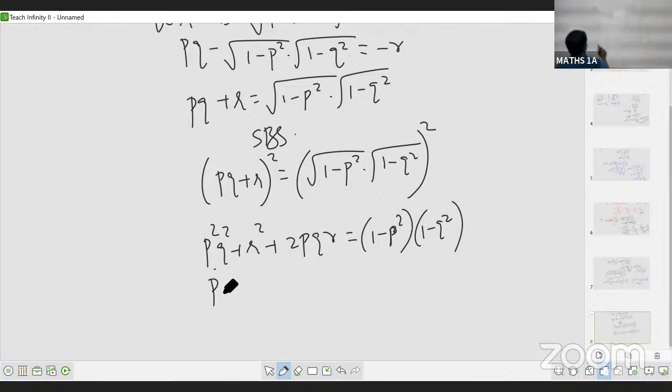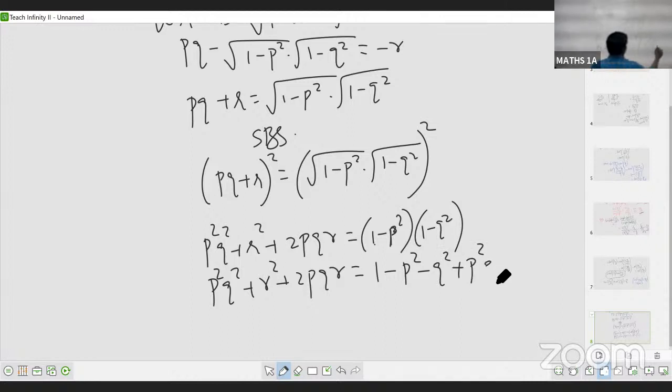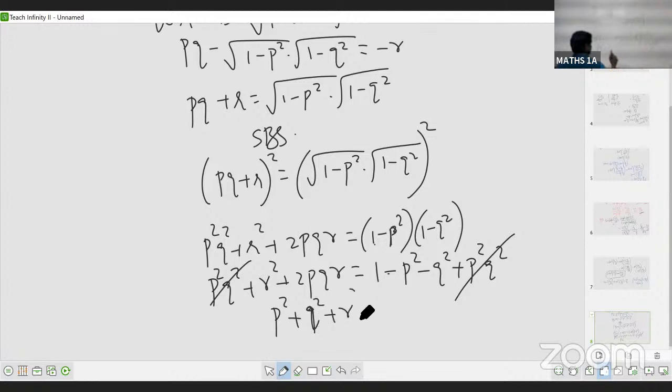That is p square q square plus r square plus 2pqr equal to 1 into 1 is 1, minus p square, plus p square q square. These two get cancelled. Minus p square minus q square, you bring it inside: plus p square plus q square plus r square plus 2pqr equal to 1. This is a very important sum. Right? Next.